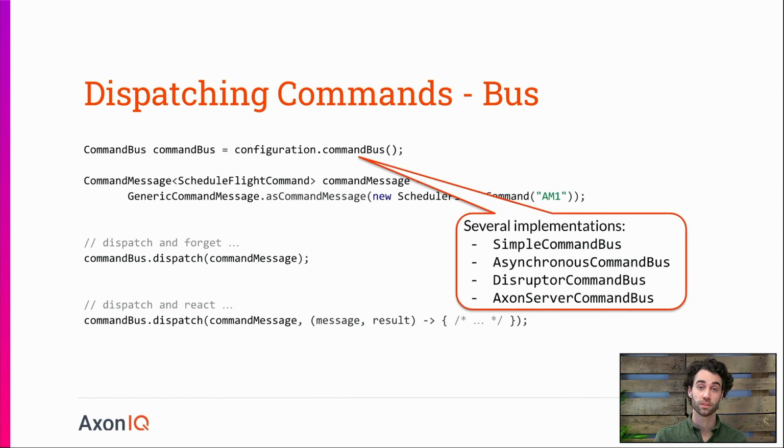There are a couple of implementations of the CommandBus we can use, which you could configure on your configurer, which are, for example, the simple CommandBus, the asynchronous CommandBus, the disruptor CommandBus, and the Axon server CommandBus.